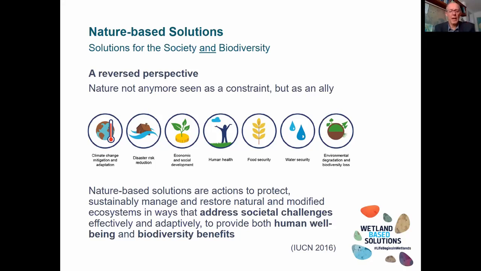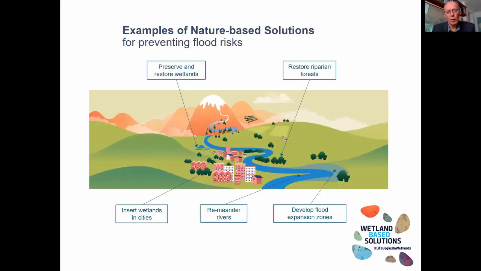Ce sont des défis absolument critiques en Méditerranée pour lesquels ces solutions fondées sur la nature, notamment par la restauration et la gestion de ces écosystèmes et des zones humides en particulier, doivent à la fois apporter des solutions aux défis sociétaux de manière effective et adaptable, et en même temps procurer du bien-être humain et des bénéfices pour la biodiversité.